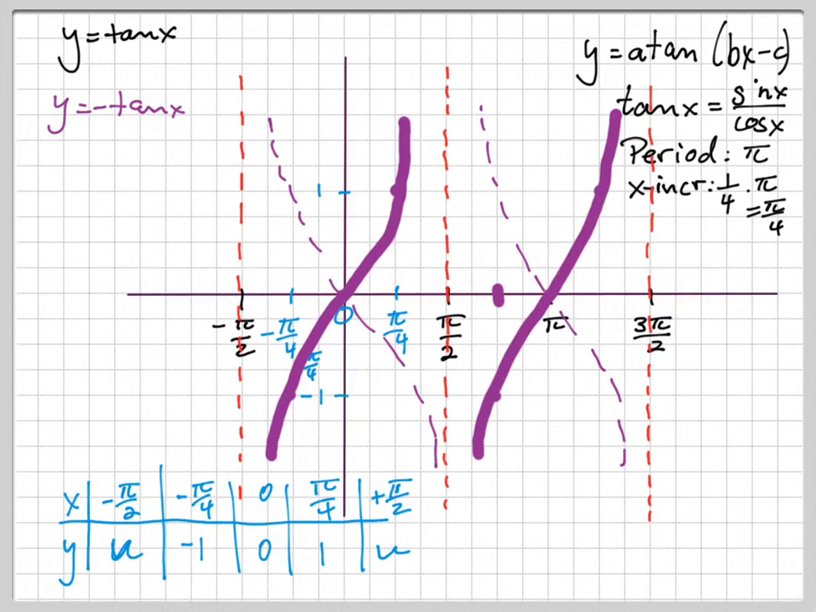Let's talk about the range. The range is from negative infinity to infinity, and the domain is all real numbers except at pi over 2. Domain: x, all except x not equal to pi over 2 plus n pi. So every pi we do have an asymptote. Okay, that's the basic tangent.